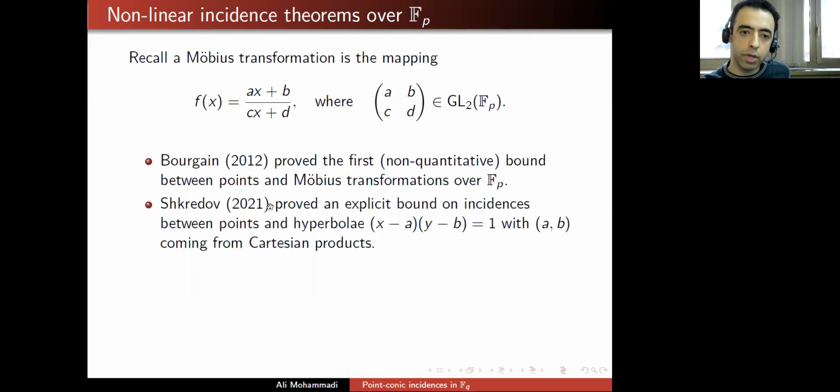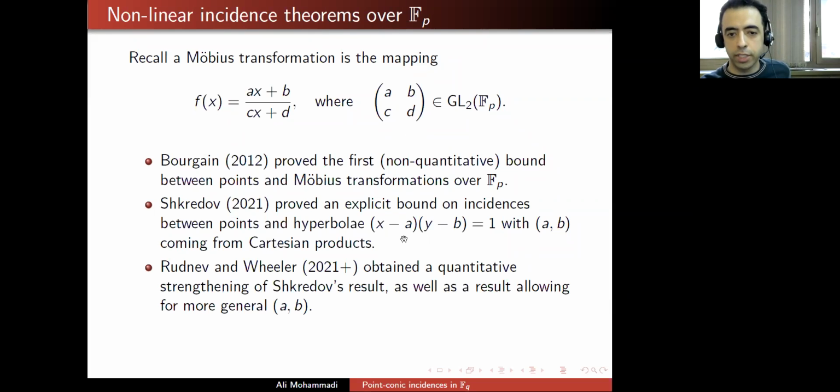Shkredov in 2021 proved such a bound for Mobius hyperbolas. These still belong to these Mobius transformations. So there are 2 parameters defining these curves, and these parameters must come from Cartesian products. So still not a great deal of progress in allowing some variation on your curves. But the point was, this was quantitative, fairly strong.